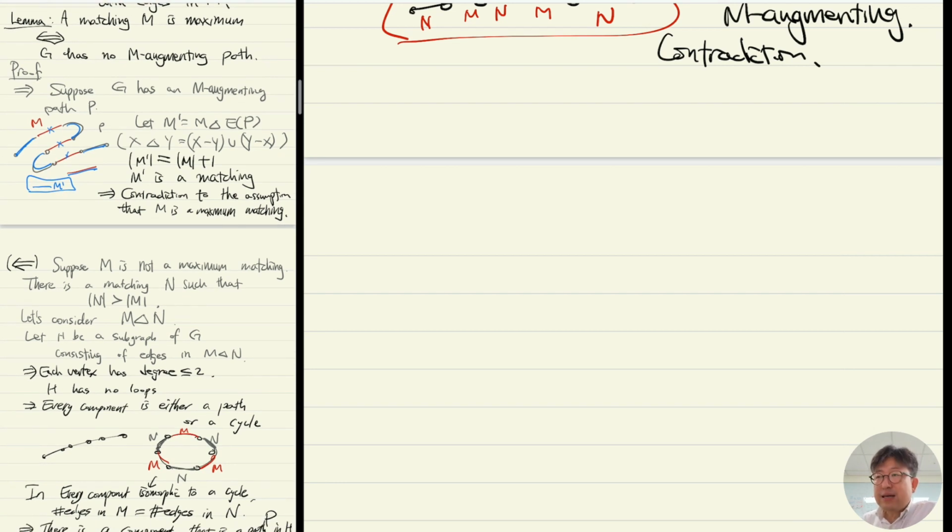Now, this is kind of a certificate which says that something is a maximum matching or not. And we're going to use this to prove the König theorem.